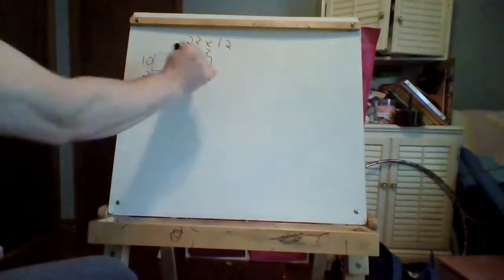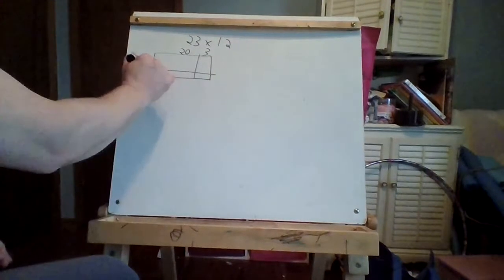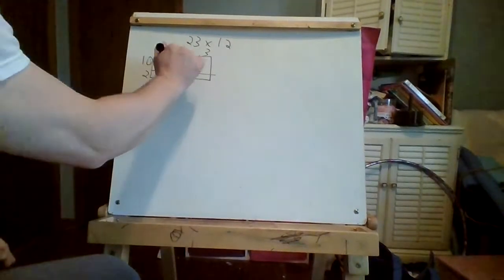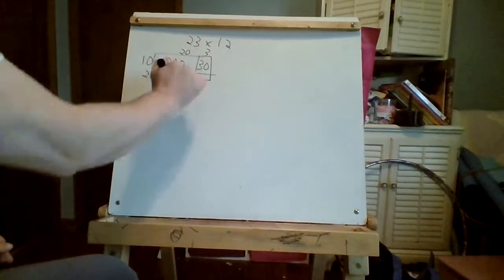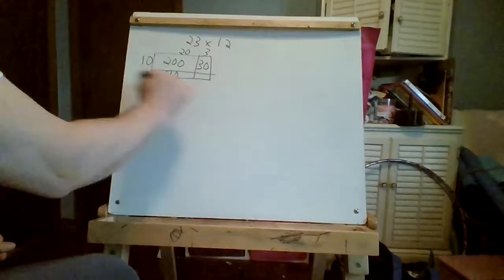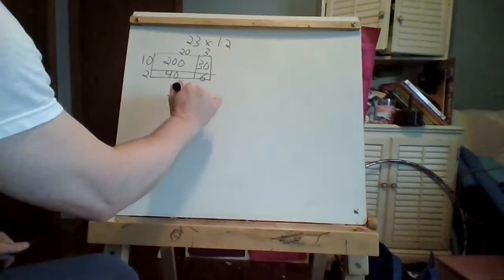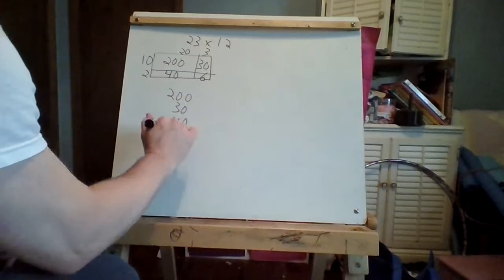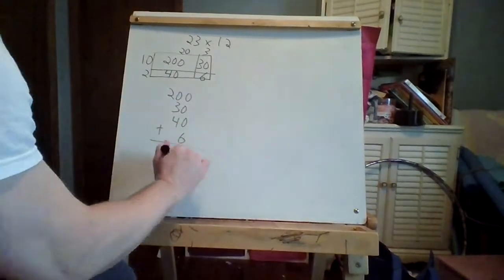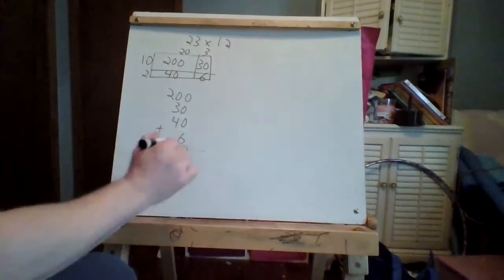So now we have 23. 10 plus 2 is 12. Now you're just going to multiply each of the boxes. 10 times 20, 200. 10 times 3 is 30. 2 times 20 is 40. 2 times 3 is 6. And we just add those together. We have 200 plus 30 plus 40 plus 6. Just make sure they're lined up. So we get 276.